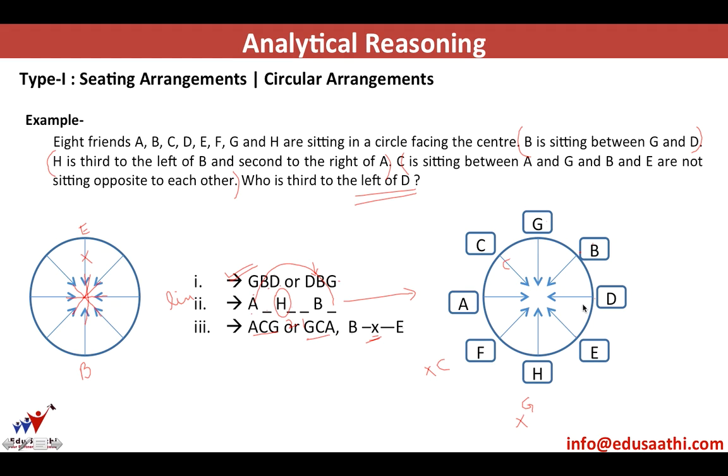So you can always rotate this table. Because it is symmetrical, we can start from anywhere and we can proceed towards anywhere. So now to answer the question: who is third to the left of D? This is D. This is D's left. This is first. This is second. This is third. So the answer would be F. F is sitting third to the left of D. Alright, I hope you understand this question.